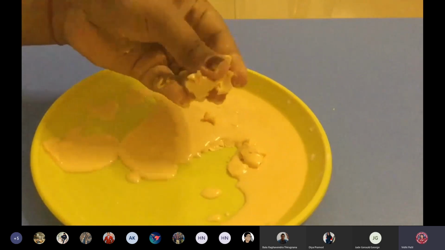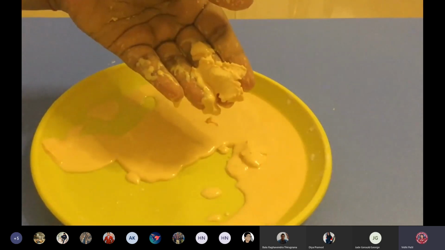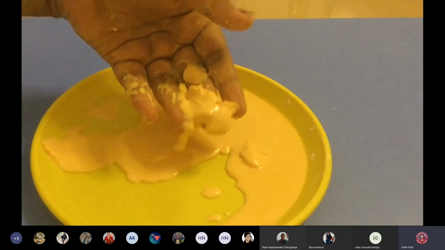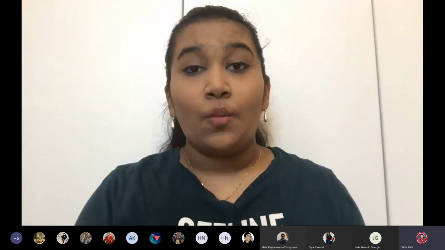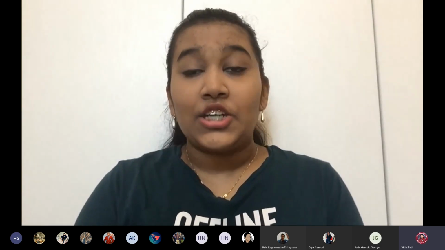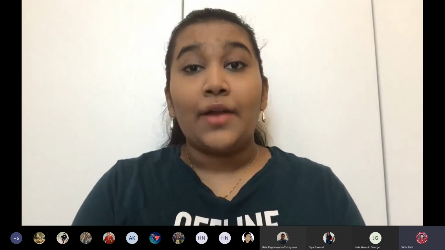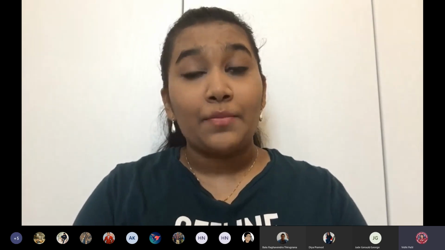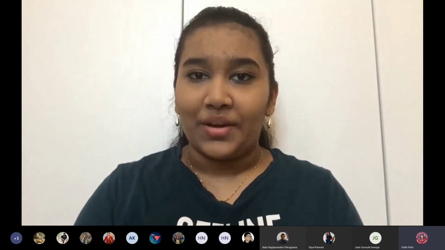Like you can see, when I'm applying pressure, it looks like it's solid. But when I just let it go, it turns into a liquid. So our observation for this experiment was that when we apply more pressure on the non-Newtonian fluid, it changes into a solid, and when we just let it go, when we don't apply pressure on it, it turns into liquid.